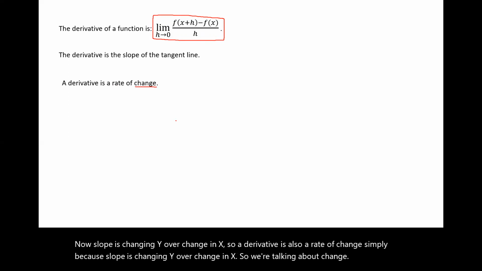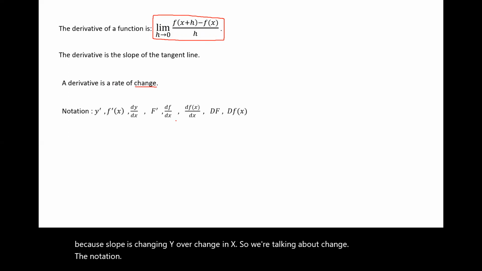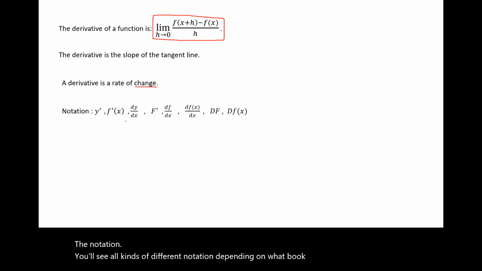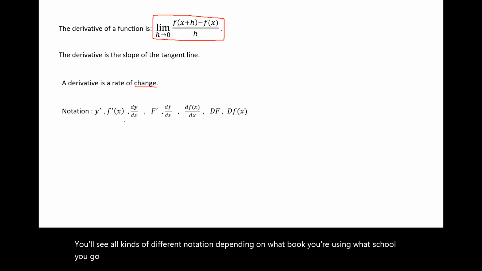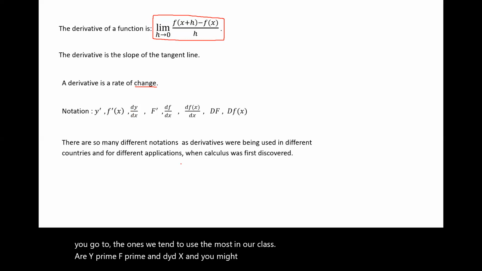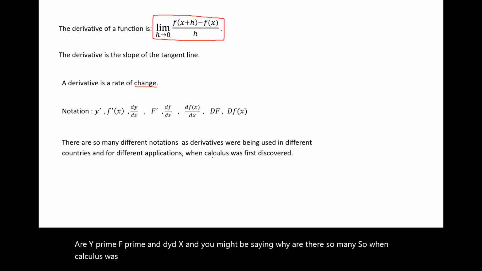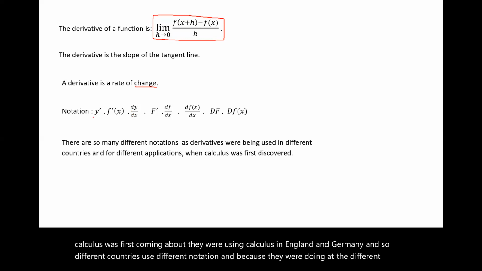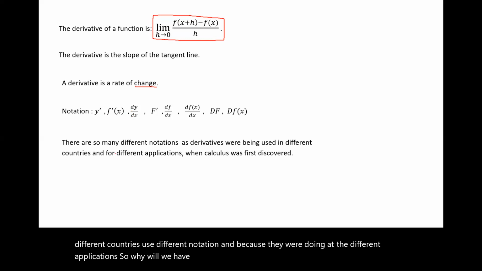Now the notation. You'll see all kinds of different notation depending on what book you're using, what school you go to. The ones we tend to use the most in our class are y prime, f prime, and dy dx. And you might be saying, why are there so many? So when calculus was first coming about, they were using calculus in England and Germany, and so different countries use different notation, and because they were doing different applications. So why will we have three? Just for the different applications.